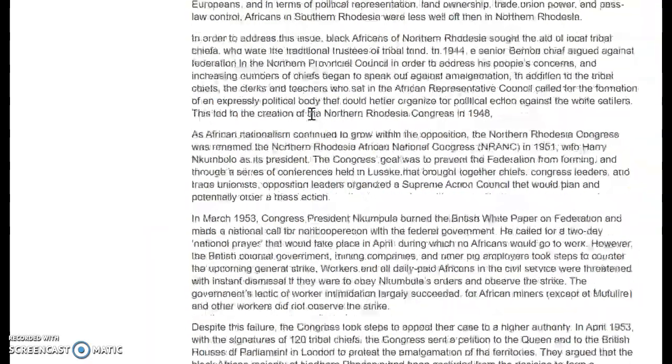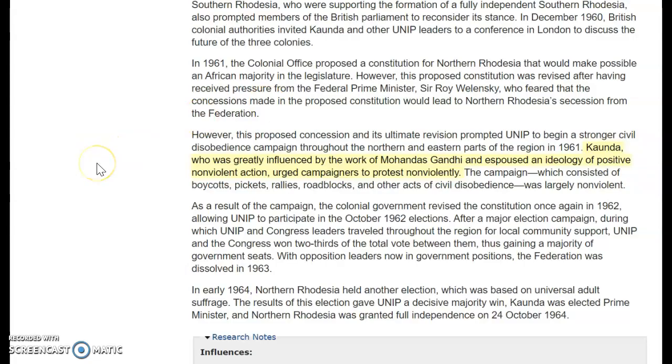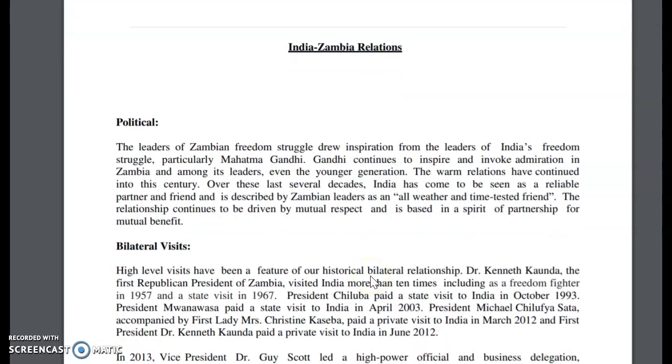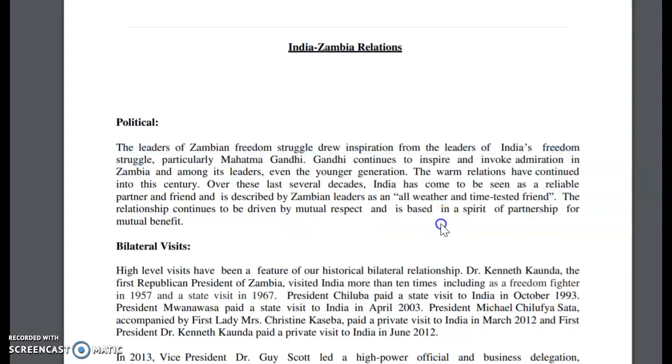And clearly there's going to be more in between here also, trying to show you some of the main points so you know what to look for to answer your own question. Okay, so that's source one, which I have already run through my CARS standards. So here's my second source. The leaders of Zambian freedom struggle drew inspiration from the leaders of India's freedom struggle, particularly Mahatma Gandhi. So right off the top, the very first sentence tells me that they got their influence from Gandhi and India's struggle for independence.